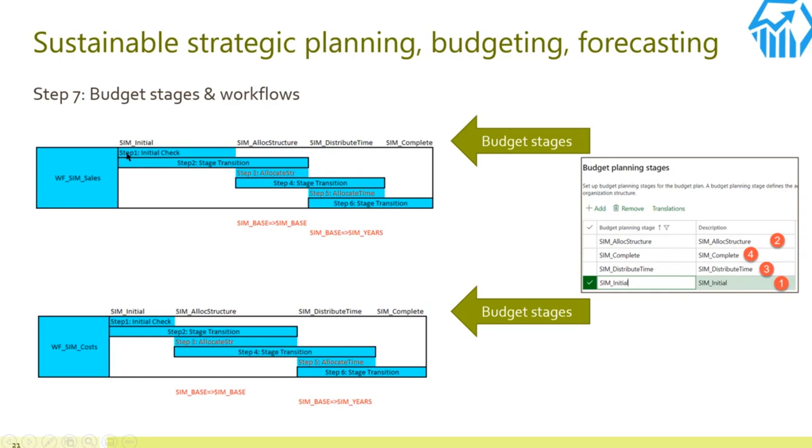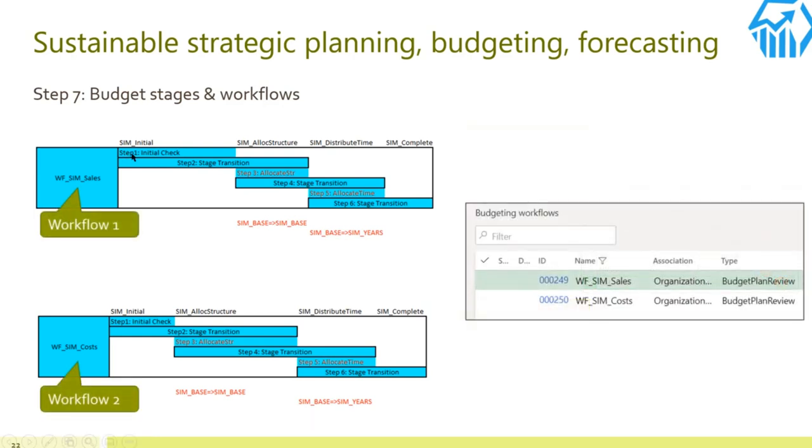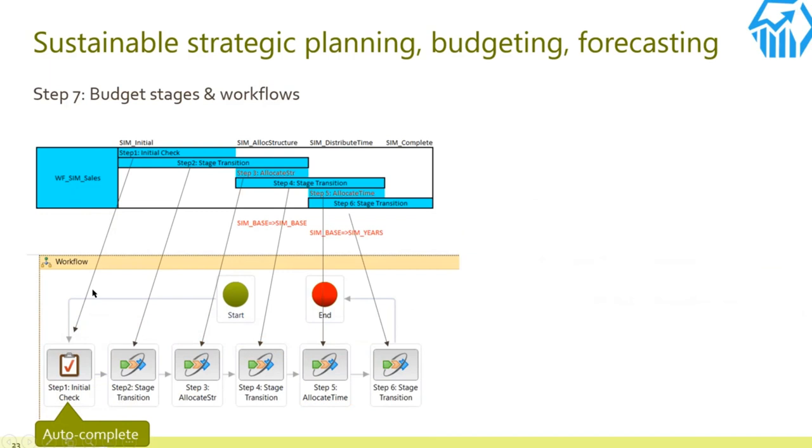And what I'm doing here, these are the different steps. We will see this in a second. But these different steps are linked to a workflow. And I have 2, one for sales, one for costs. And here you see the linkage of these stages to the workflow elements. So I start off with this first one where I say, okay, I have an initial check if I want, but just for demo purposes, I set that to autocomplete. You can actually say, okay, there's somebody who has to do an initial check whether the numbers are okay before we go through all the different steps.